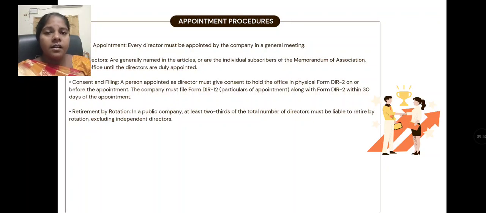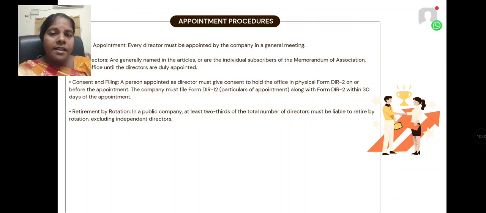A director is appointed by the company in general meeting. Normally this director's name would be in the articles, or as members or subscribers in the MOA, Memorandum of Association. And the person who is appointed as a director has to give his consent to be a director, where he has to file form DIR2 before appointment, and the company also has to file form DIR12 giving particulars of appointment, along with DIR2 which the director has submitted, within 30 days to the registrar.